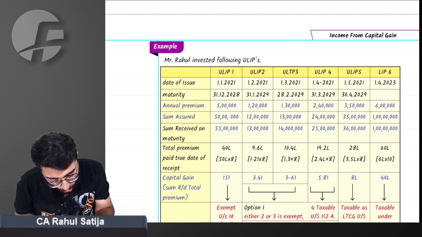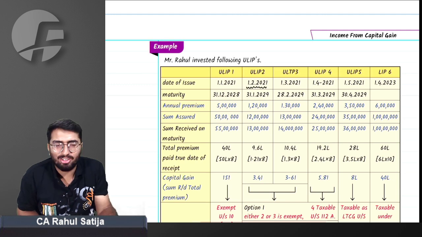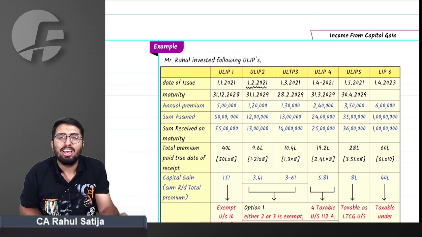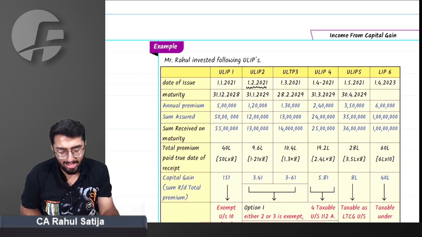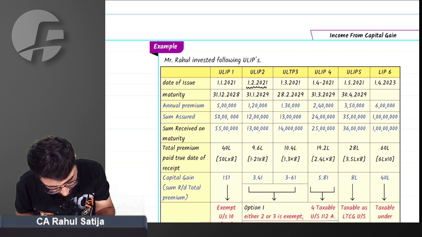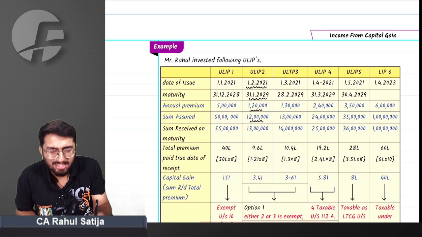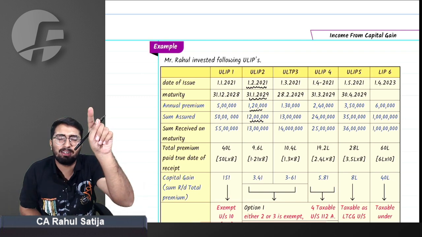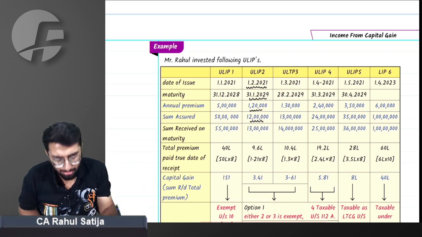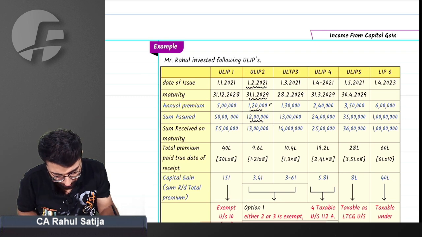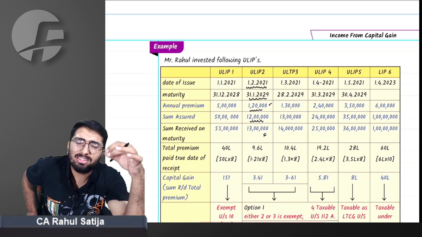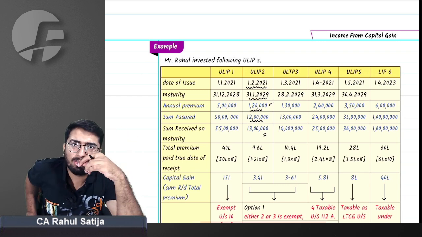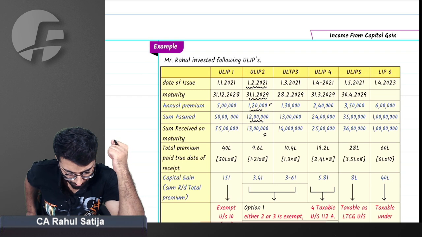Okay, now a new ULIP has been bought on 1st Feb 2021. Now I have to look for 10%. Along with that, I have to look for aggregate premium up to 2.5 lakh rupees. Sir, maturity after 8 years, annual premium 1.2 lakh, sum assured 12 lakh. Can I say that annual premium is lesser than or equal to 10%? Yes, sir, annual premium is equal to 10%. Can I say amount is lesser than 2.5 lakhs, so it will be exempt? Yes, sir, it will be exempt, no issue.